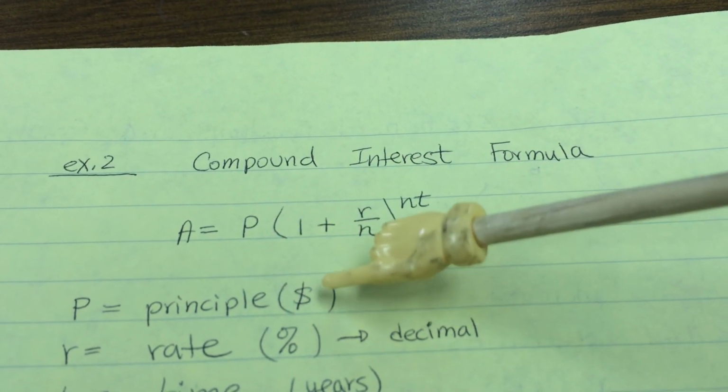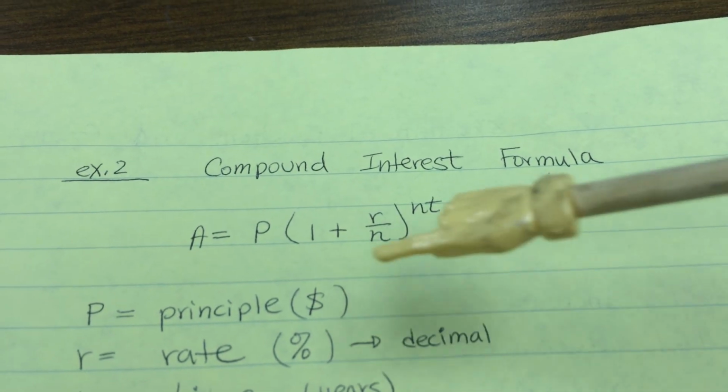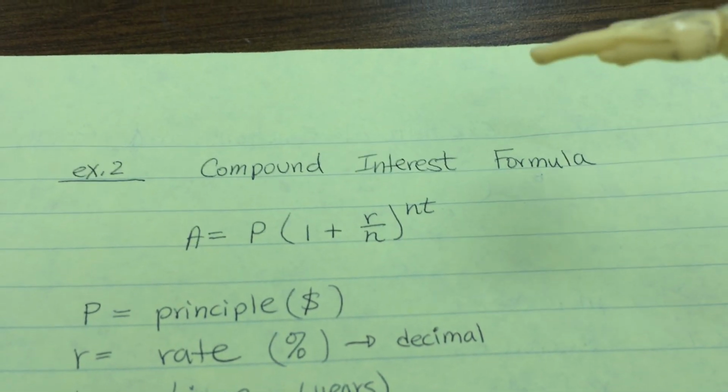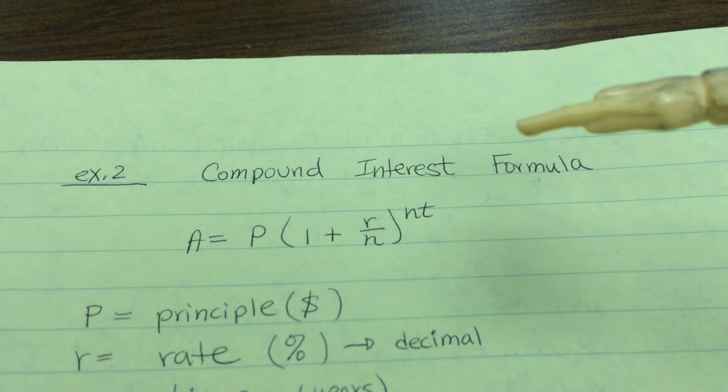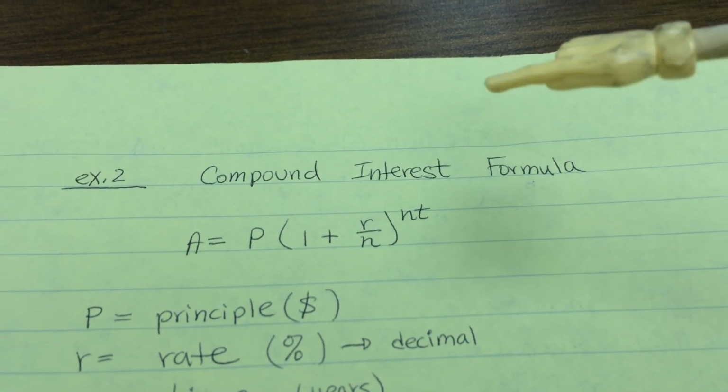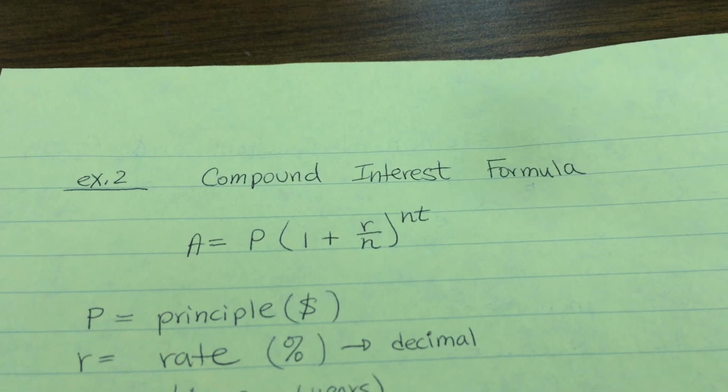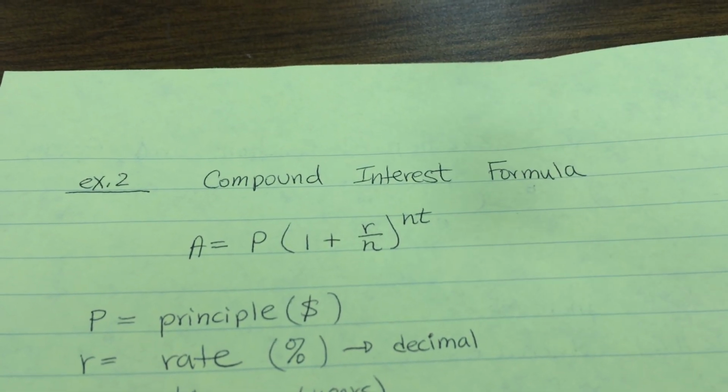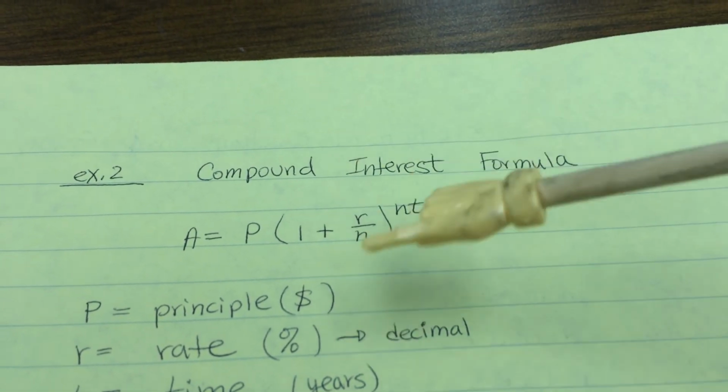P represents the principal dollar amount. So let's say you go to the bank, you have $100, you put $100 down in the bank, and they said that it'll grow after so many years, and you want to know how much will it grow or something like that. That's when you're going to put in this money right there.